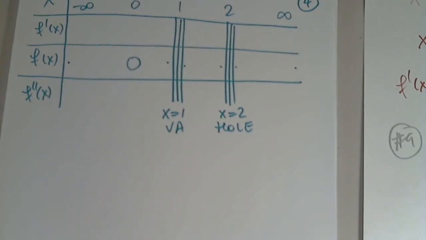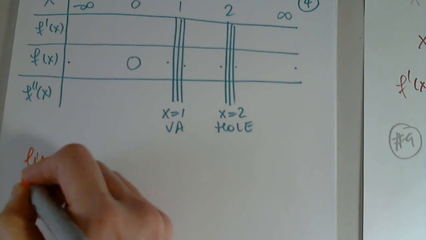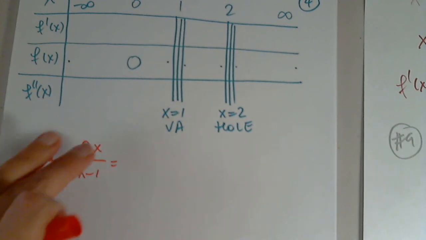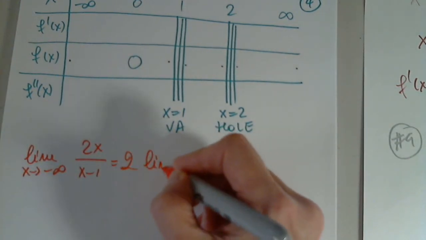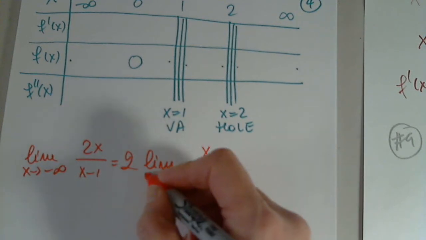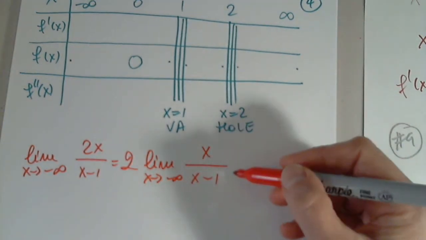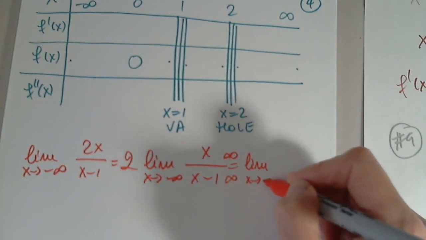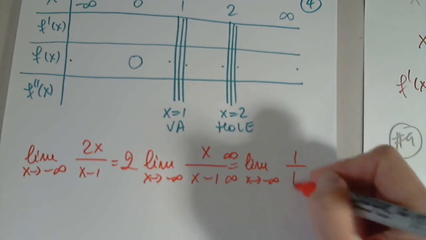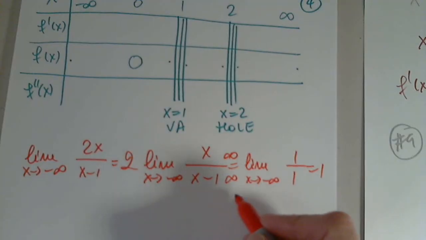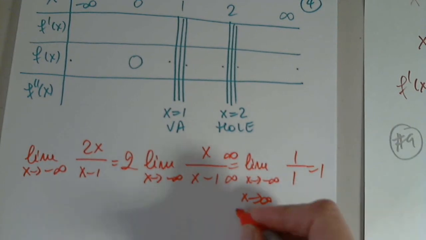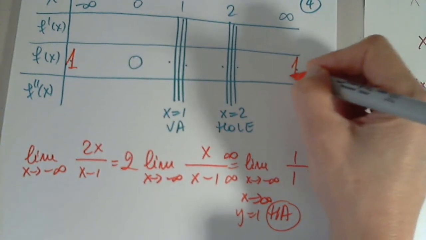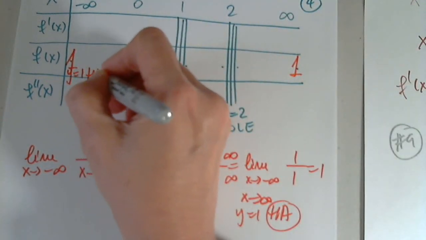Okay. So the limit as x approaches negative infinity of 2x over x minus 1. I'll leave 2 outside. I don't care for it. It's a factor. I can always do this. I'm allowed to. It's infinity over infinity, using L'Hopital's rule. The limit as x approaches negative infinity of 1 over 1, so this is 1. It's the same when x approaches infinity, it will still be 1. y equals 1, horizontal asymptote, both sides.